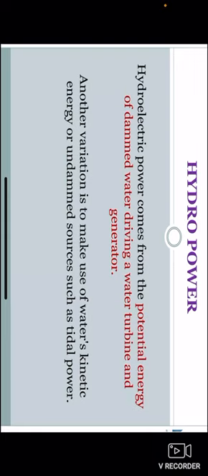Our next example is hydropower. Hydroelectric power comes from the potential energy of dammed water driving a water turbine and generator. It's basically the use of water dams or the flow of water that can be converted into electricity that is used as electrical power.